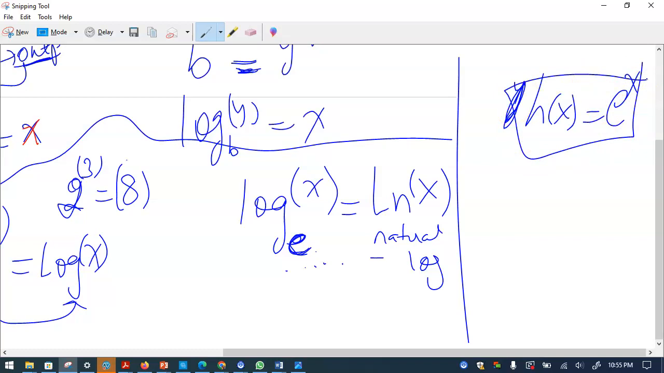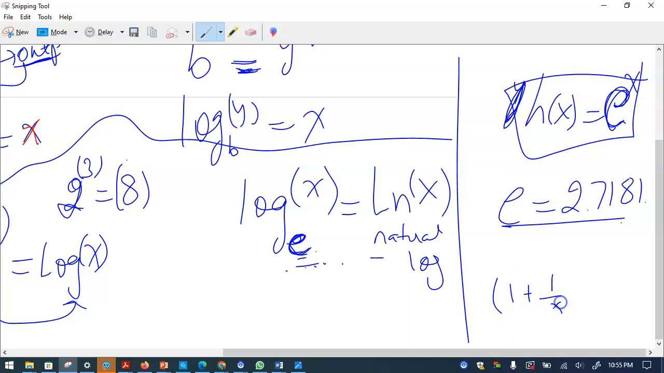So e raised to x. The base is e, so we use it right here. And this e has a value which is an irrational number, 2.71821, and so on. That's what this means. Basically it is nothing but 1 plus 1 over x, raised to x. If you put this on the calculator, you'll see this goes on.